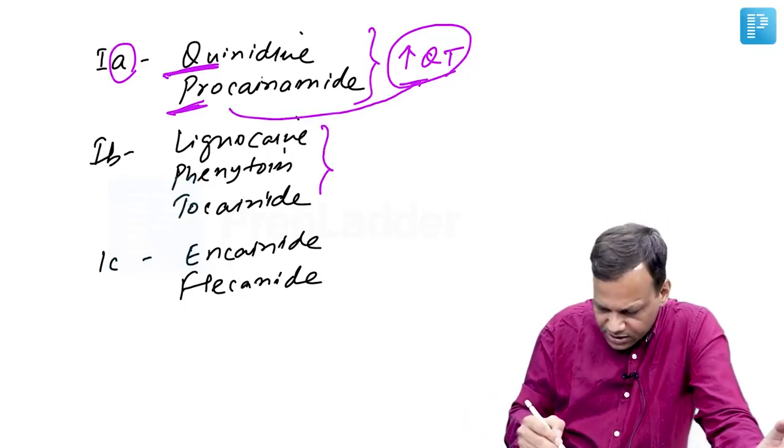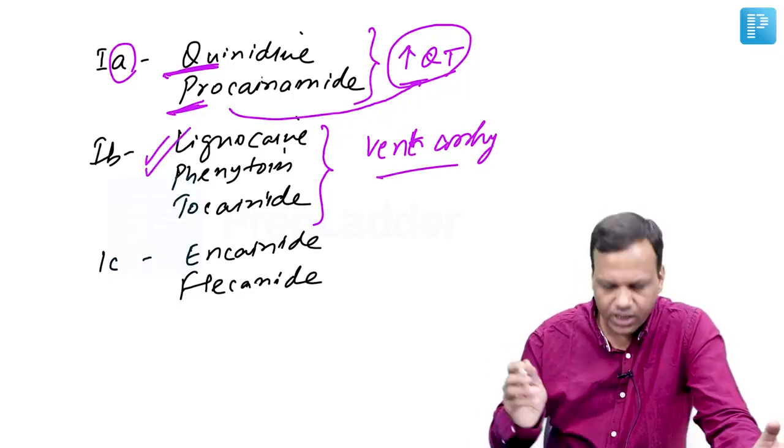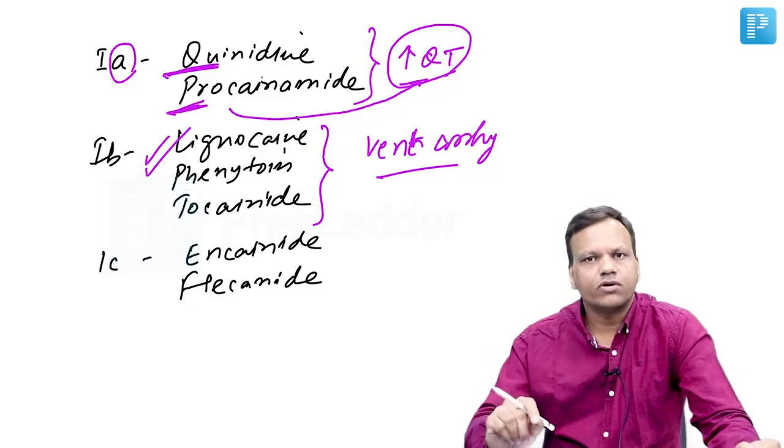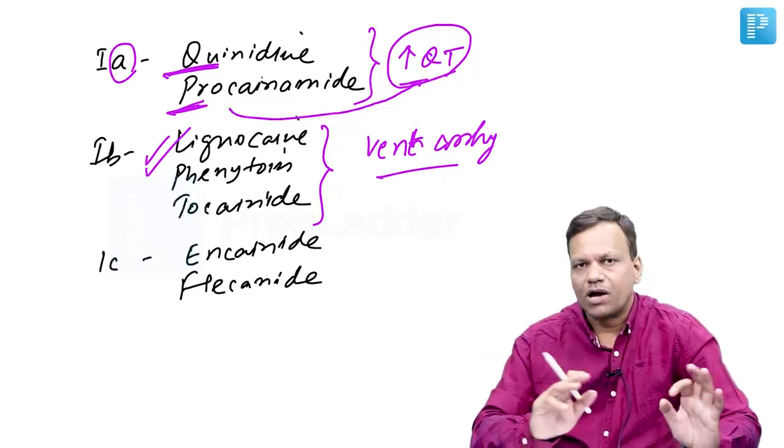Now class 1B drugs are used for ventricular arrhythmias only. Ventricular arrhythmias only. In particular, lignocaine is the drug of choice for ventricular arrhythmia due to digoxin overdose, as well as ventricular arrhythmia due to myocardial infarction.